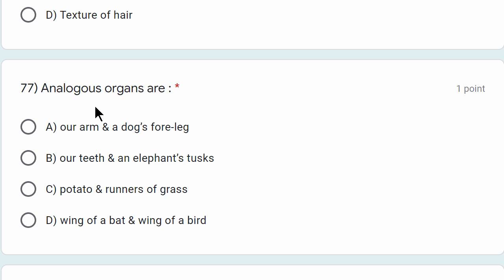So analogous organs means wing of the bat and wing of a bird.